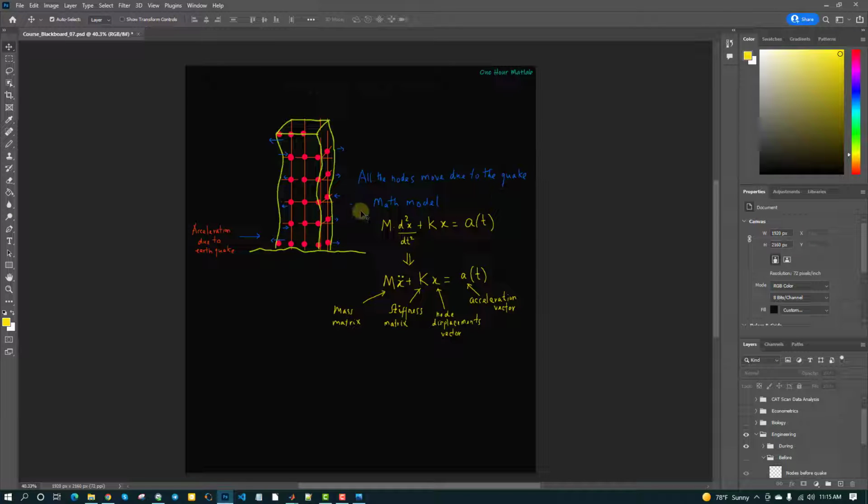And we have talked about differential equations like this in the previous videos. So we use similar techniques, and we actually solve for the displacement of these nodal masses.